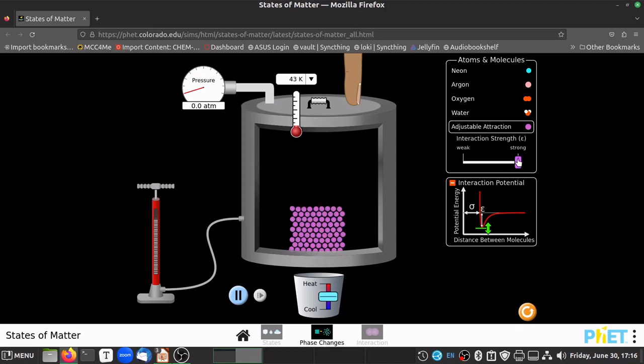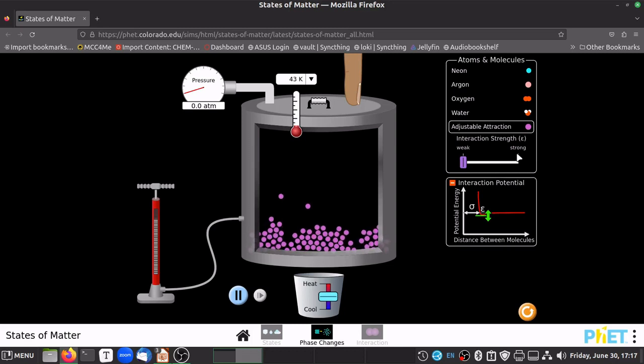Let's see what happens. And we can see up here that we have strong interaction strength. Let's see what happens if we decrease that. So once we decrease it a little, we start to see them move a little bit further away from each other. Okay, they're moving a little bit more freely than they were before. If we turn it all the way down, we'll start to see them actually be able to move past one another. And as this continues on, they're going to be able to have some freedom of movement at the edges, and eventually it starts to take the shape of the bottom of the container. So we're now simulating a liquid.